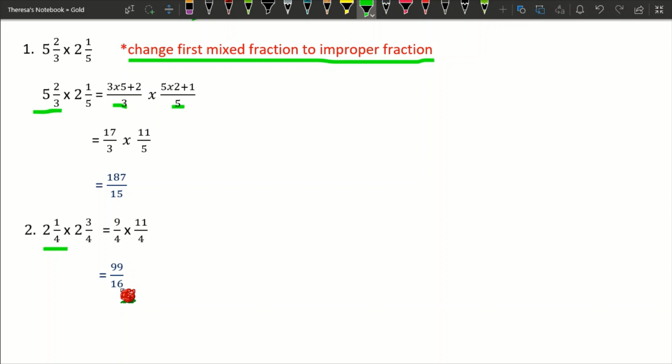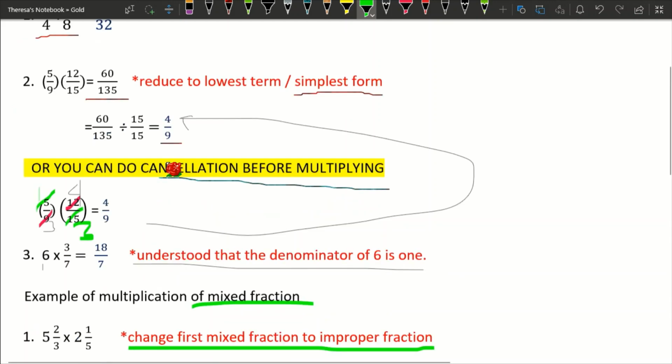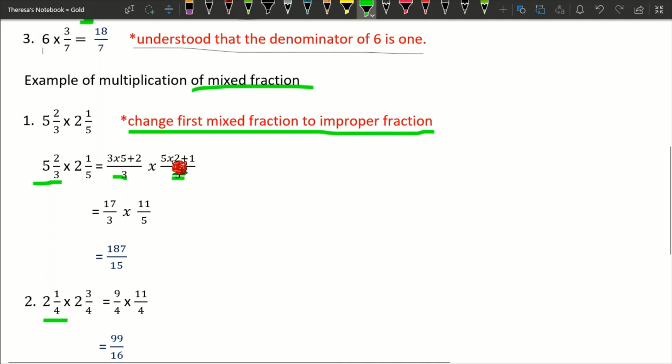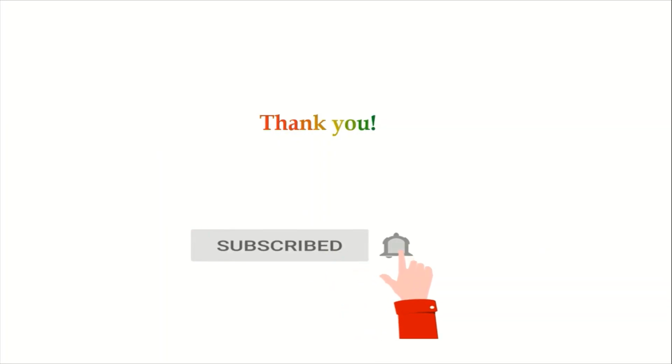Right? So, tandaan, to sum it up, multiplication of fractions, simple lang, just multiply the numerator and multiply the denominator. Then, in multiplication of mixed fraction, just change first mixed fraction to improper fraction, then apply multiplication. Alright? So, that's all for today, class.